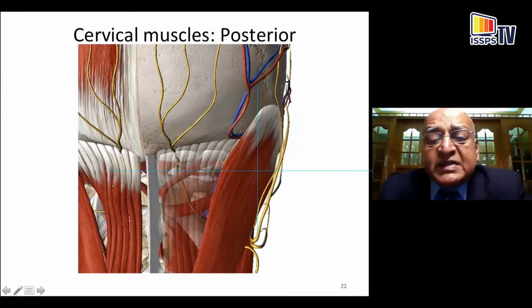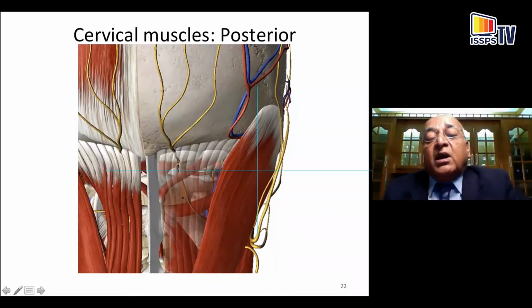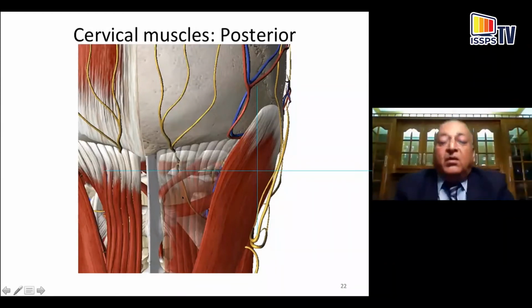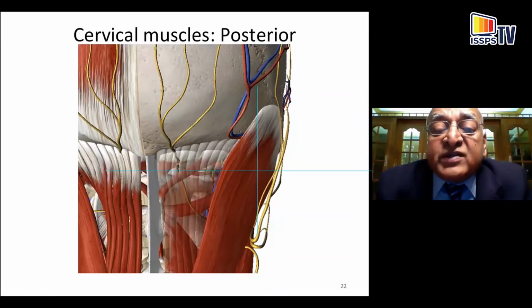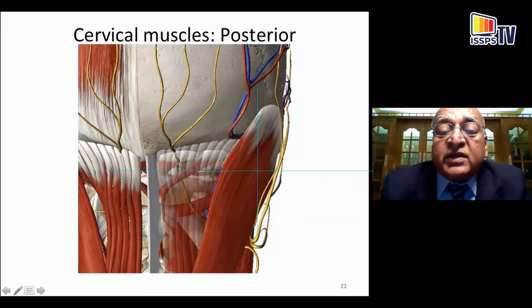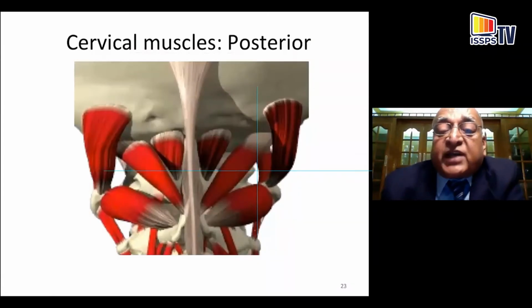Now, why is this important? Because of the greater occipital nerve, which is lying right above it between the, as you can see, it is right here. That is the location of the greater occipital nerve. And I'm going to show that to you in a transverse section.